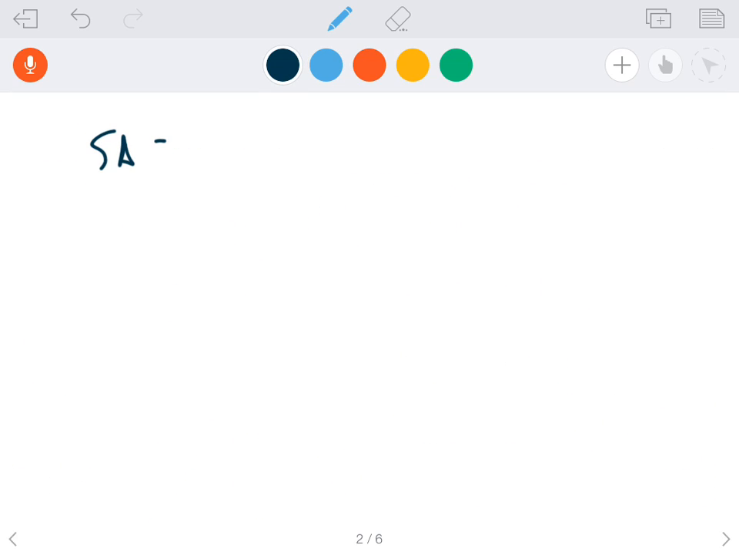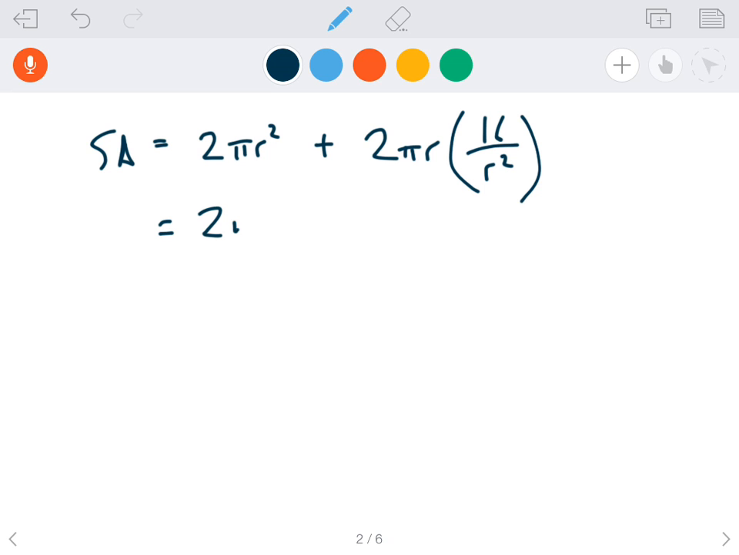So my surface area is 2 pi r squared, and I'm going to replace that h with 16 over r squared. So this gives me 2 pi r squared plus 2 times 16 is 32 pi. This r will cancel with one of those, so I've got an r in the bottom. I'm getting ready to take the derivative, so let's go ahead and move it to the numerator and make the exponent negative.